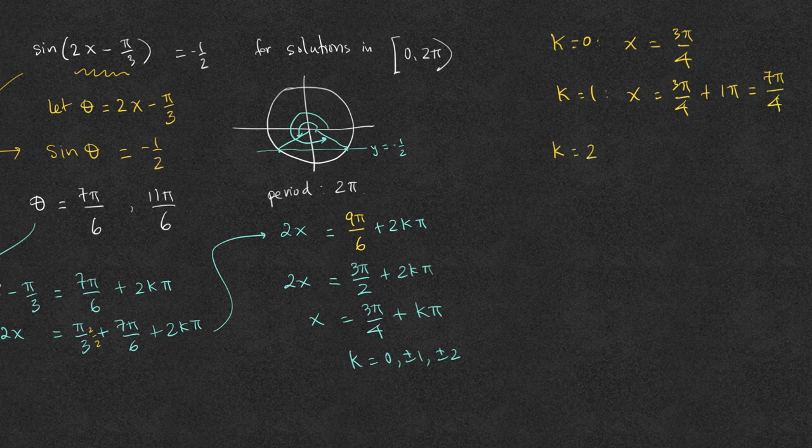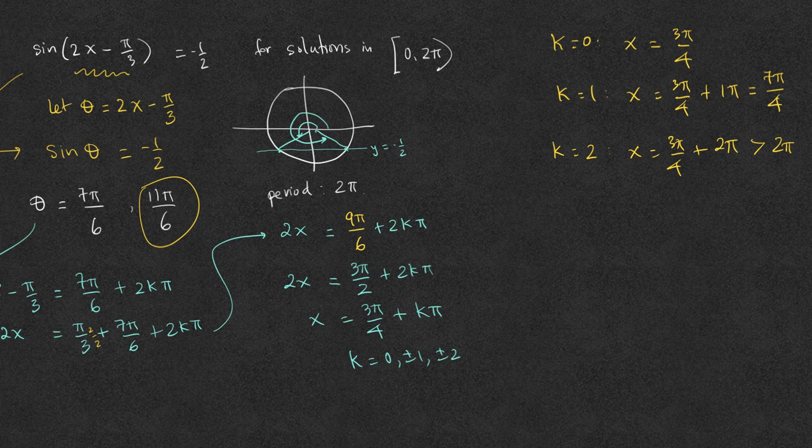When k equals 2, x is 3 pi over 4 plus 2 pi, but this is more than 2 pi, so we don't need to include it. We're looking for x from 0 to 2 pi only. So we found 2 x values already. We repeat this with 11 pi over 6.